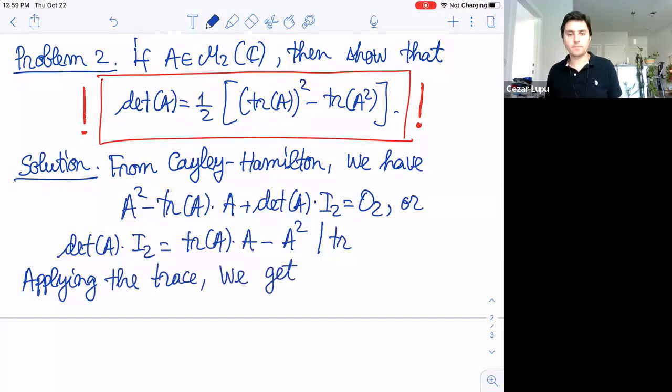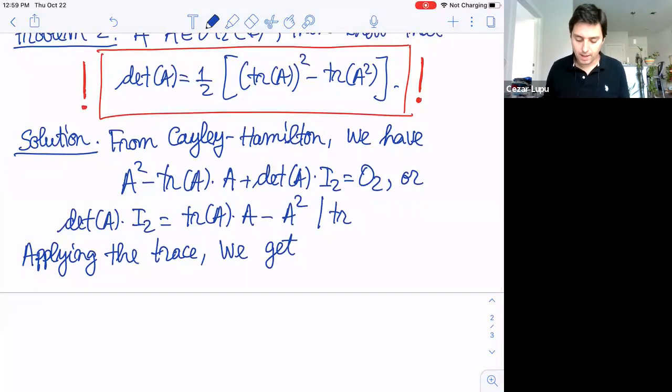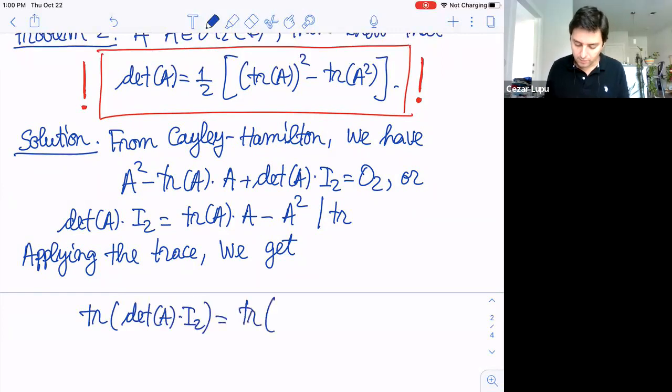We get that, let's write it: the trace of the determinant of A times the identity is the trace of A times A minus A squared.